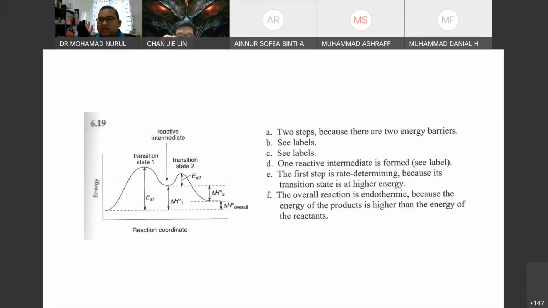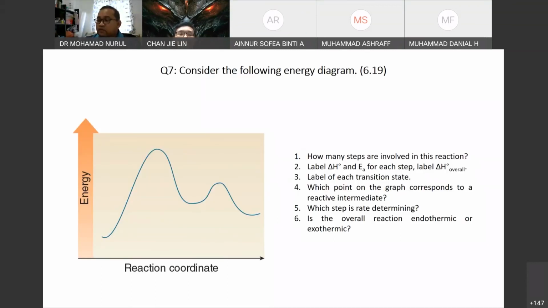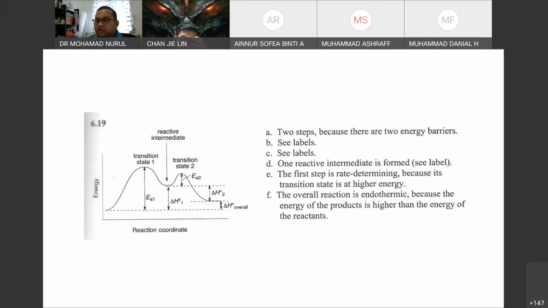Easy, copy paste. So, okay, there are 2-step reactions because they have 2 humps. Okay, because they have 2 energy barriers. In scientific terms, if we say it in village language, there are 2 humps. So, for the B, what they ask you, label delta H and everything. So, you should have 5 labels here. 2 activation energy, delta H1, delta H2, and another one is delta H overall.